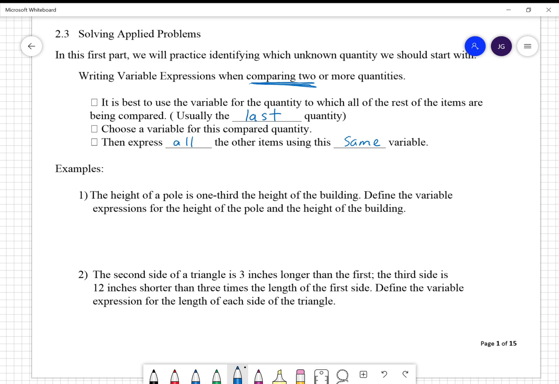Okay, so let's see. I'm just going to do this first part, the quantity. The height of a pole is 1/3 the height of the building. Define the variable expressions for the height of the pole and the height of the building. So here's my sentence. The height of a pole is 1/3 the height of a building. What is being compared to what? Pole is compared to building.